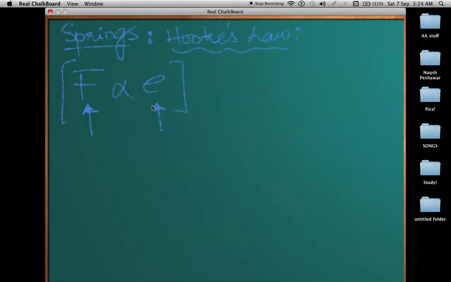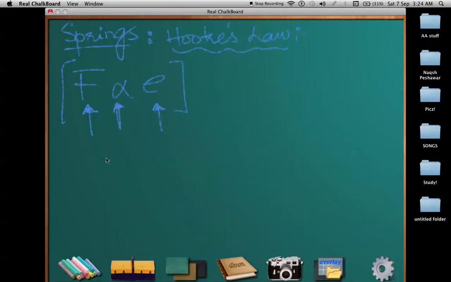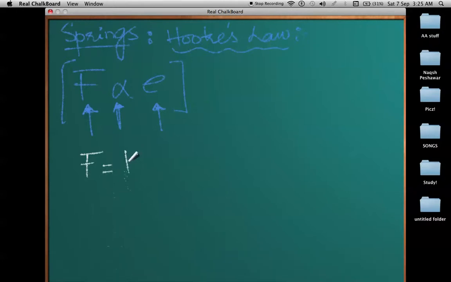Now, you know from your mathematics that if you have to remove this proportionality sign right here, what you do is you introduce a constant value and change this proportionality sign to an equals sign. So let's see, F is equal to K times E. This is our formula. I remove the proportionality sign and put an equals sign here, and I had to introduce a constant value. This is called the constant.